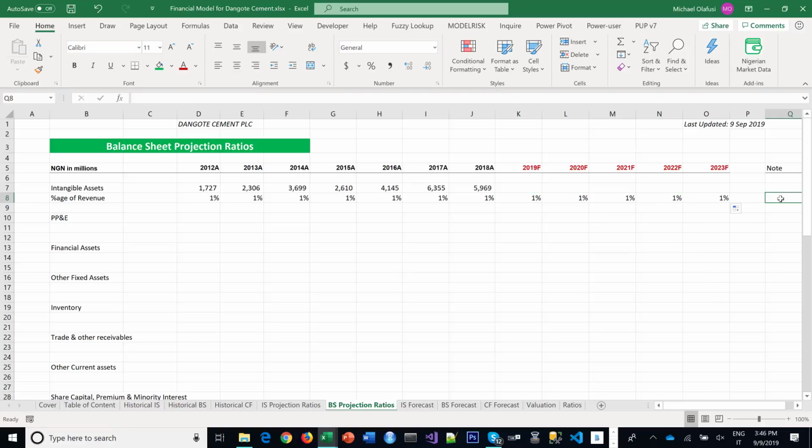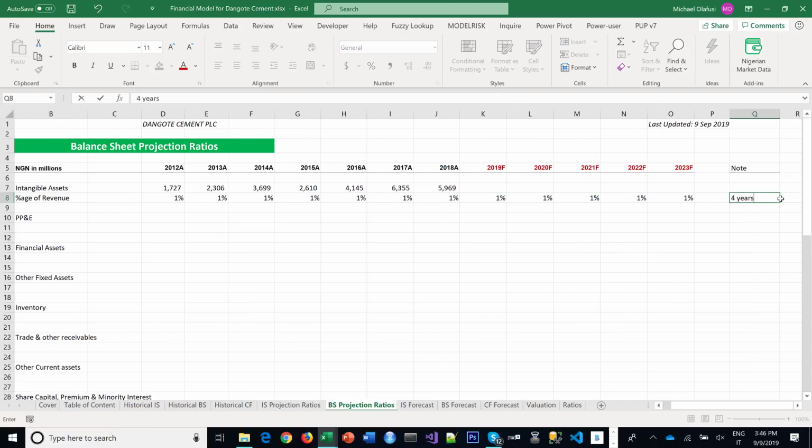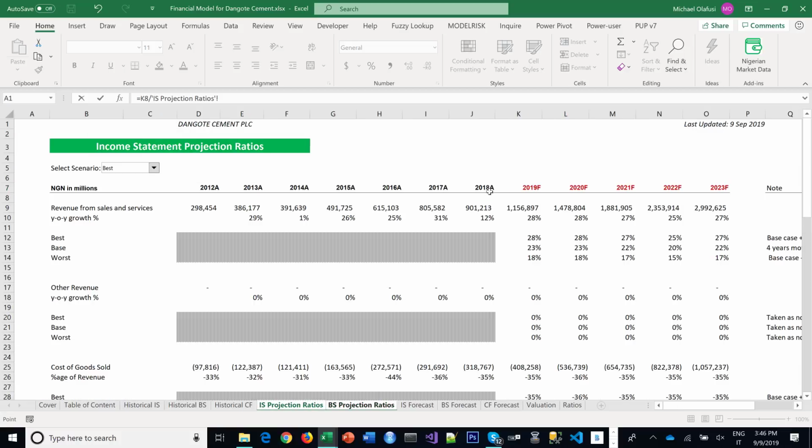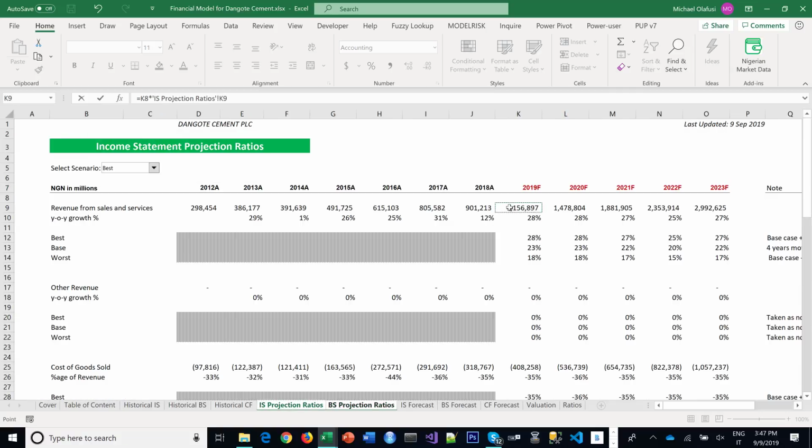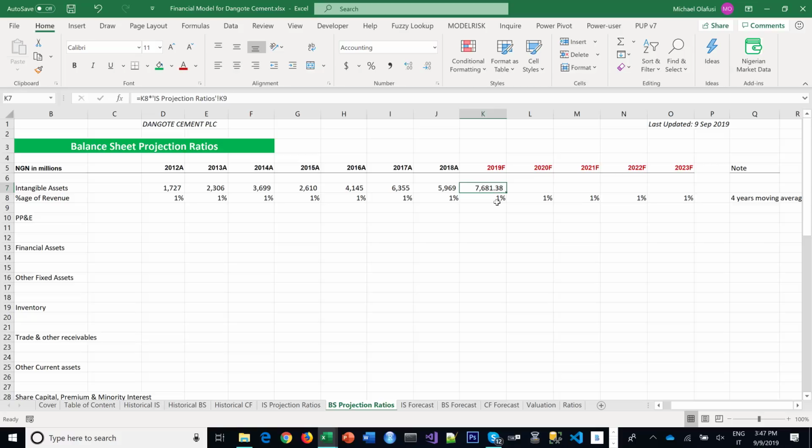So I come here in the notes, 4 years moving average. And then I can say this times the forecasted revenue for that year. And I drag this forward, so maybe this is it.